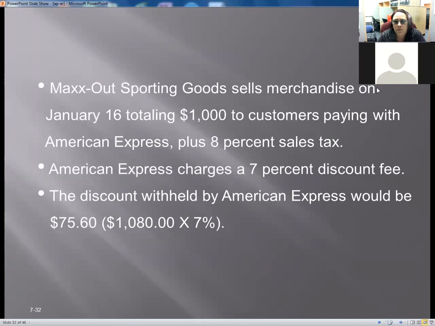Okay, what if we sell merchandise for $1,000 to customers paying with American Express plus 8% sales tax? American Express charges a 7% discount fee. The discount withheld by American Express would be $75.60. That is 1080.00 times 7%, which is $75.60.